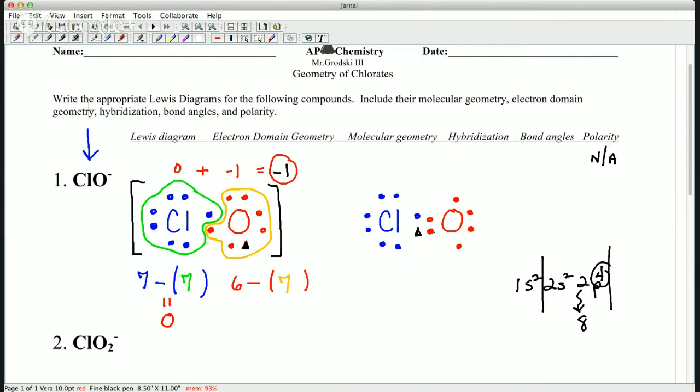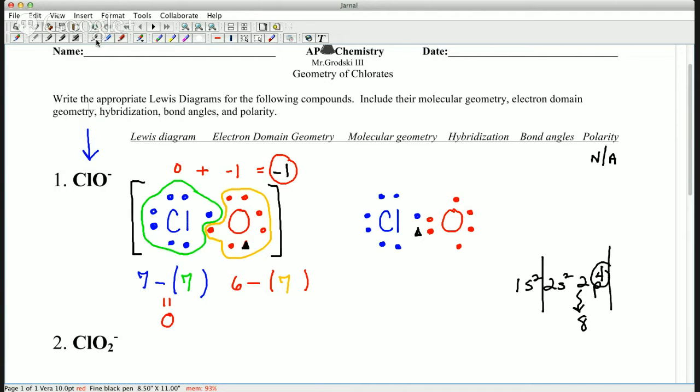Okay, now this is a possible structure because oxygen likes a double bond, and chlorine, you say, Mr. Grodsky, chlorine is 1, 2, 3, 4, 5, 6, 7, 8, 9, 10. Chlorine feels like it has 10. Well, chlorine is a row 3 element. It has a possibility of going beyond the 8 because of the D sublevels it has. It could be an expanded octet, so this is a possibility.